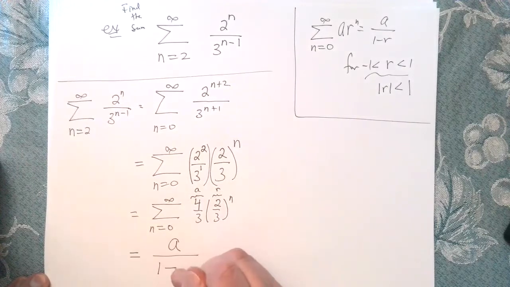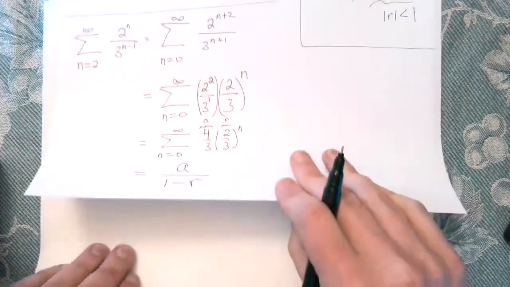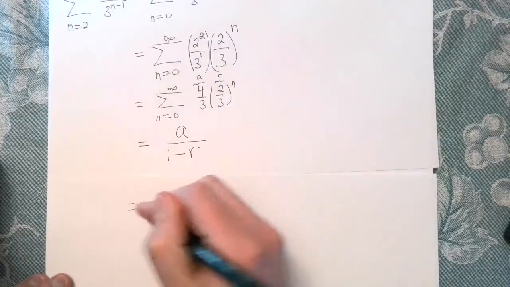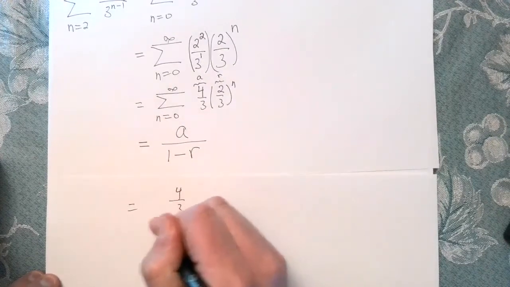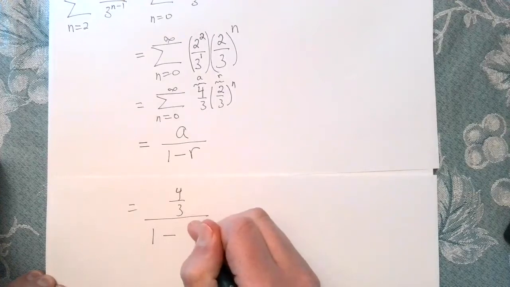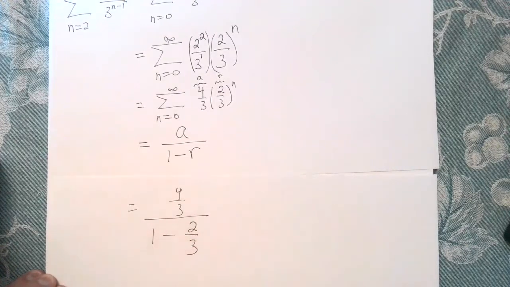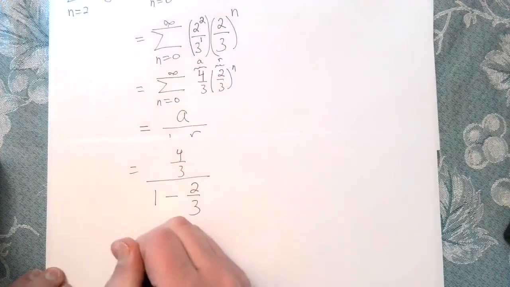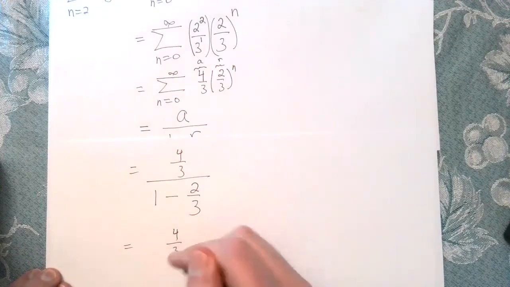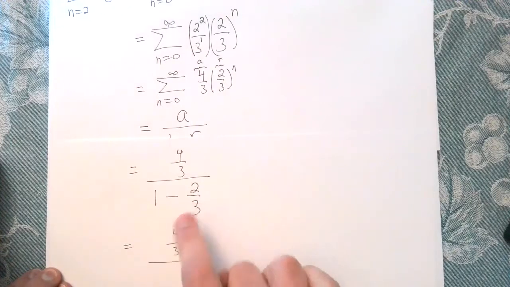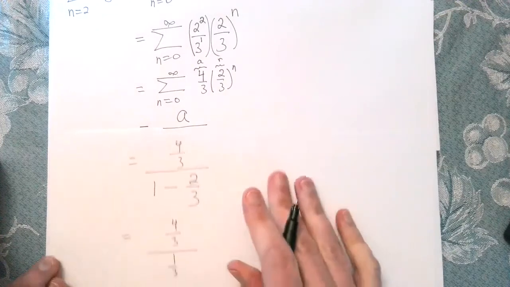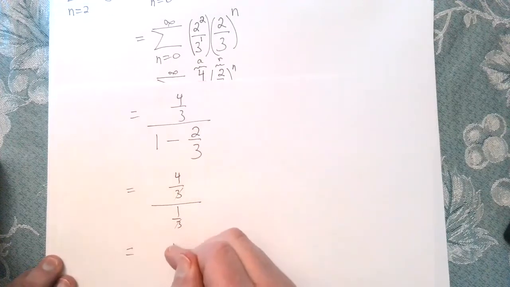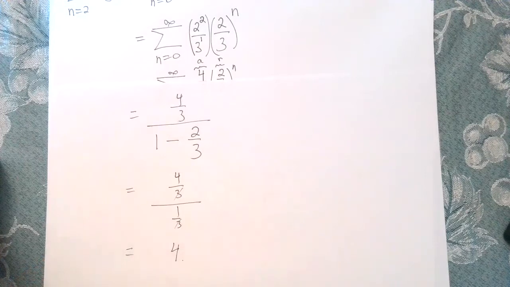So this is a over 1 minus r. And so let's see what that gives us. That's going to give us the following. So that's exactly a. So a is 4/3. And r we said was exactly 2/3. A over 1 minus r. So let's see what we notice. So this is 4/3 over, so 1 minus 2/3 is 1/3. The 3's will cancel. You could also multiply by the reciprocal, of course. And I get 4. 4 is the sum of my series here.